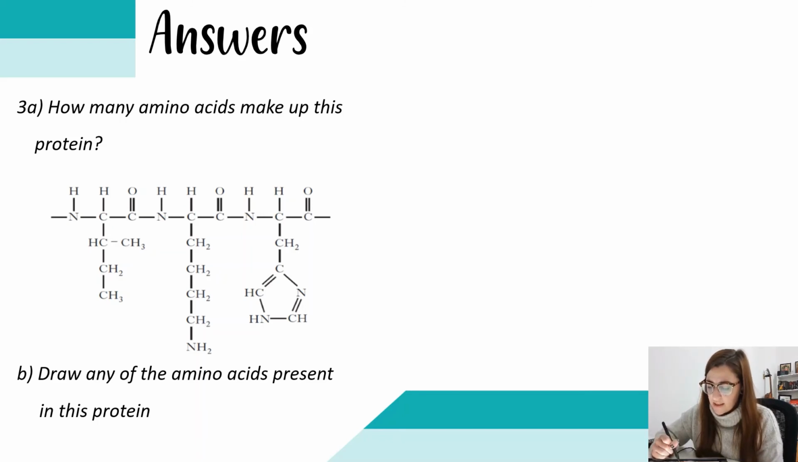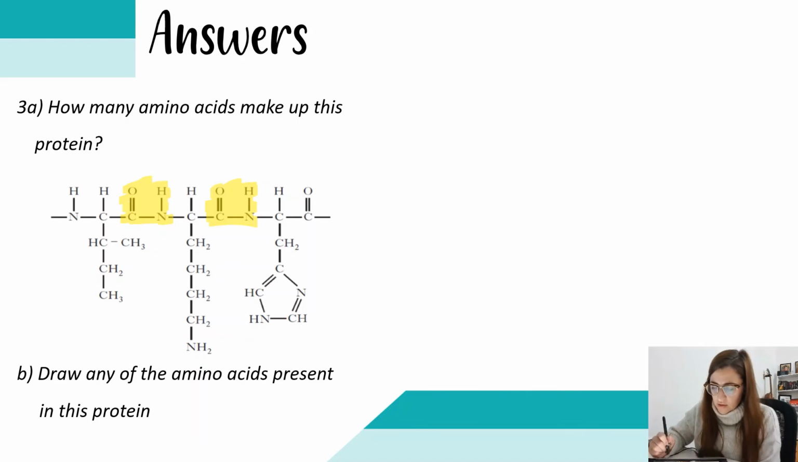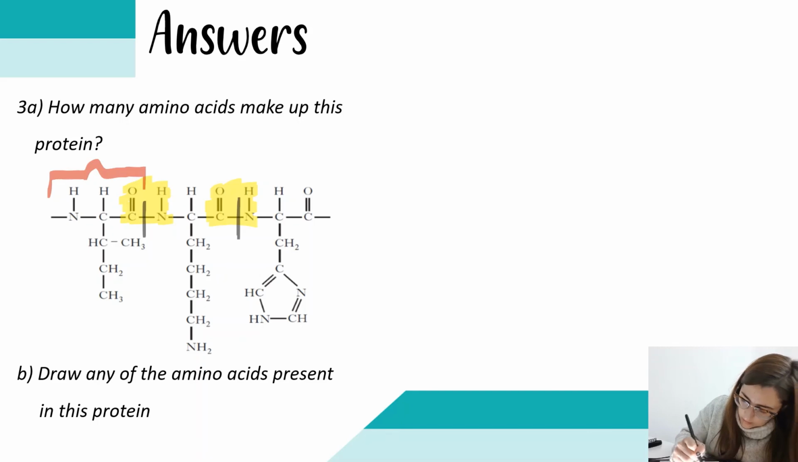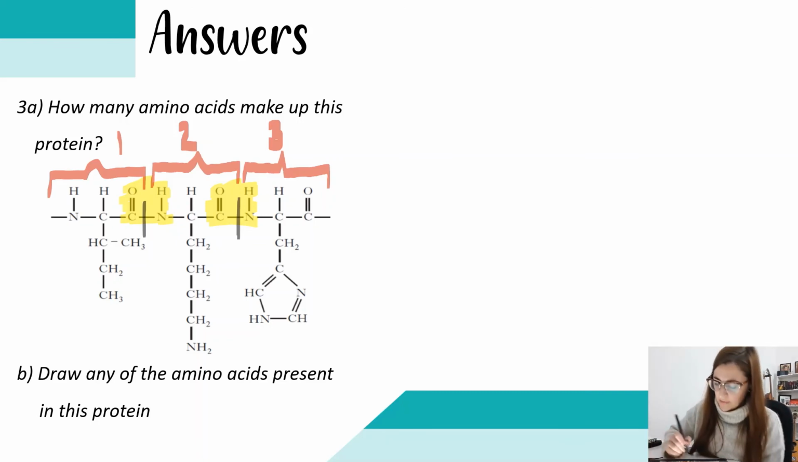Well, first of all, we need to identify the peptide links. That's one peptide link, C double bond O NH, C double bond O NH. So there's two peptide links here, and if I was to break those peptide links between the carbon and the nitrogen, I would make one amino acid, this would be a second amino acid, and this would be a third amino acid. 1, 2, 3. So there's 3 amino acids there. And question B says draw any of the amino acids present.